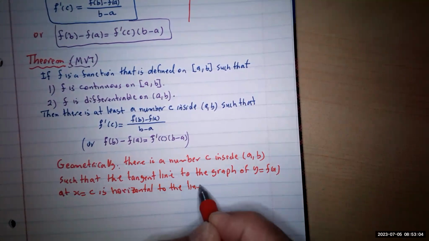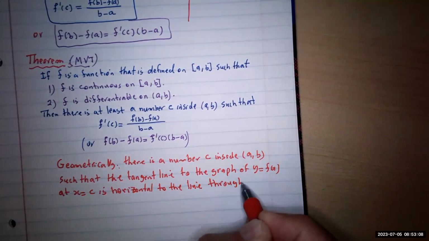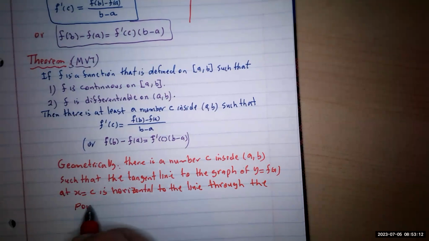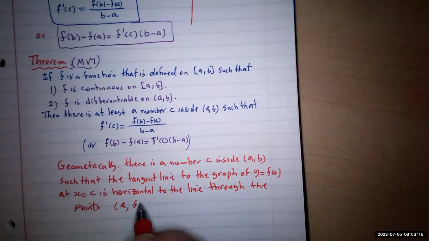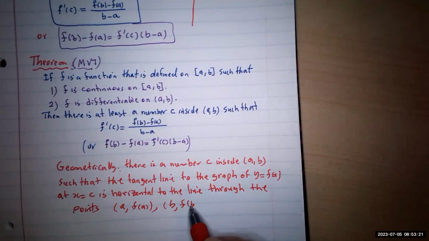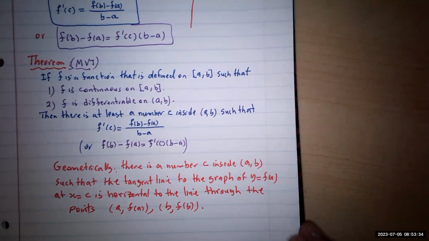Okay, the line through these points. Through the points. Okay, the point with the coordinate A comma f of A and B comma f of B. And this is going to be the case. That will help you to remember it for the future, to see how we're going to do it.